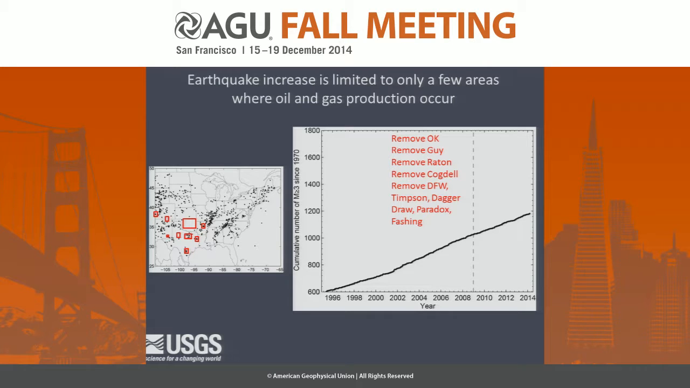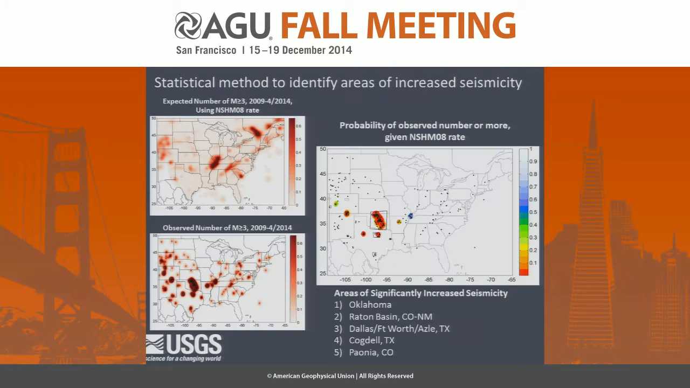And then we can go ahead and remove some of these smaller sequences in the Dallas-Fort Worth area, Timpson here in eastern Texas, Dagger Draw in New Mexico, Paradox Valley in Colorado, Fashing, Texas, and you can see that this pretty much gets us back to this background level. So this really suggests that these new earthquakes are all tending to occur in these areas that have significant oil and gas production. But we've also developed a statistical method to objectively identify areas in the US that have seen significant increase in seismicity.